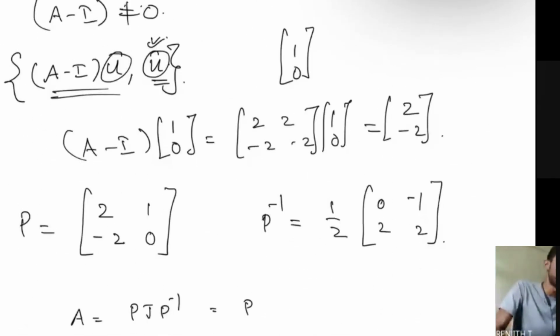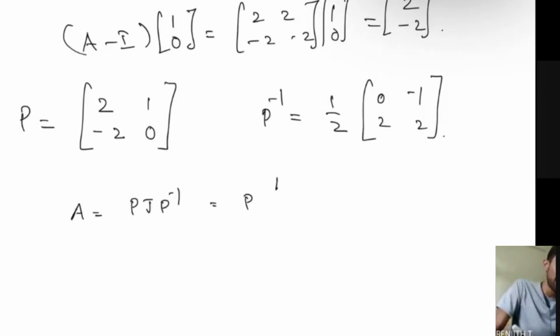The eigenvalues are only 1. So what will be the Jordan canonical form here? 1, 1, 0, 1. And this is the Jordan canonical form: eigenvalues on the diagonal and 1 on the super diagonal. Okay? And P inverse. Okay, I am writing P J P inverse.